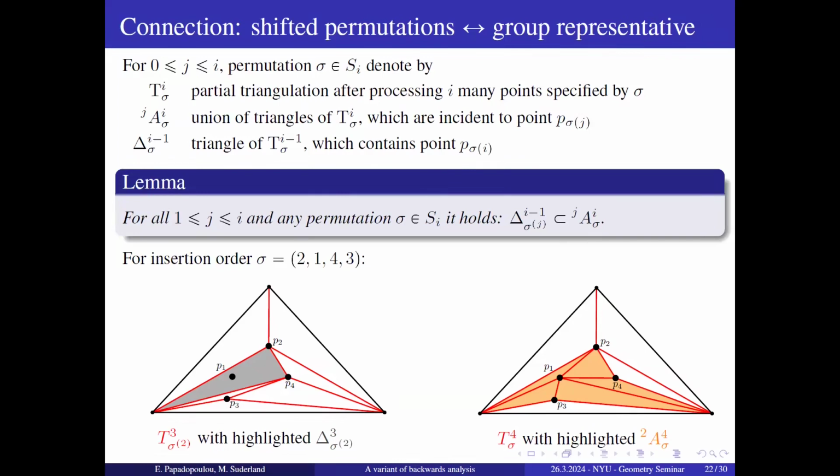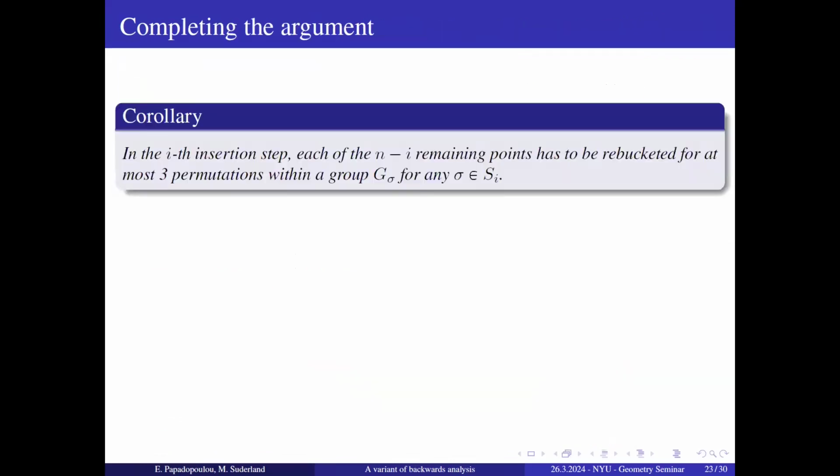From this technical lemma, we can conclude that in this triangulation algorithm, when we do the ith insertion step, each of the remaining points that possibly need rebucketing has to be rebucketed at most 3 many times when we consider an entire group of permutations.